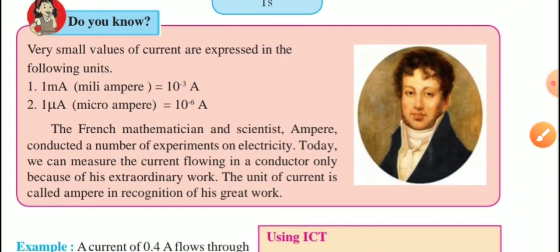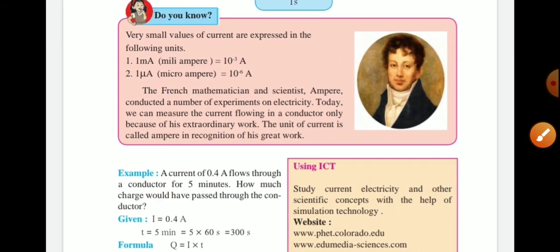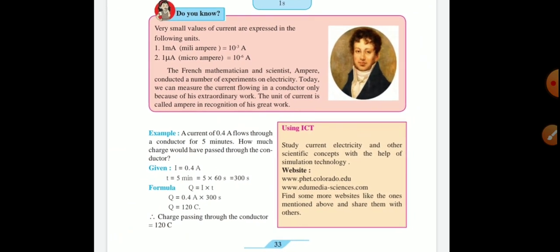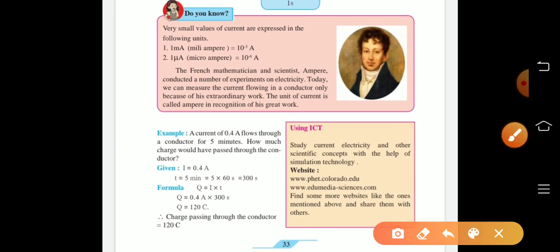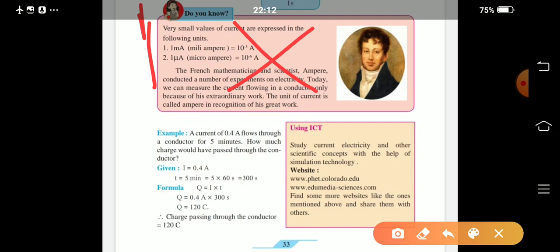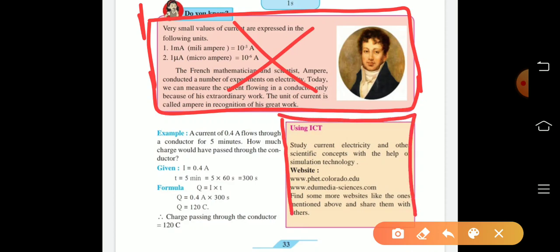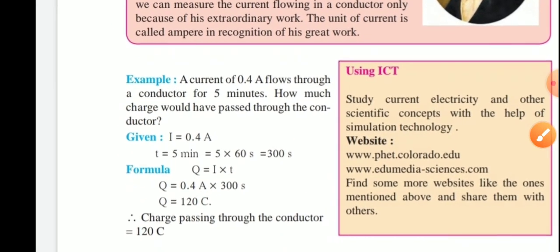Next one. Some part is omitted here again. These 2 boxes are omitted from our syllabus. Scientist information is given. If you are interested, then read it for your knowledge. And the use of ICT box is also omitted. No question is asked on this topic. So now solve the numerical problem. The numerical problem is already solved here.